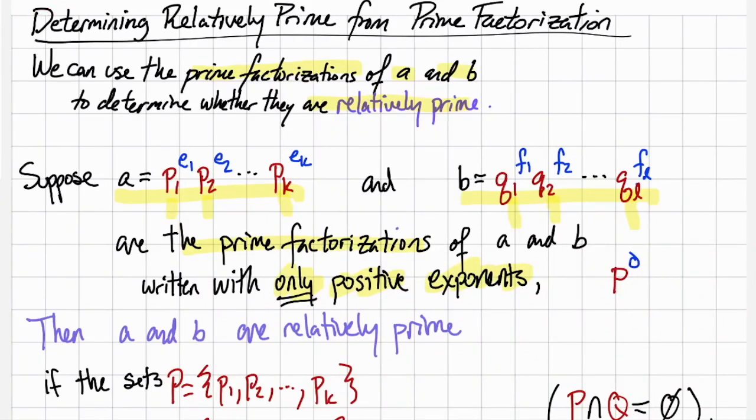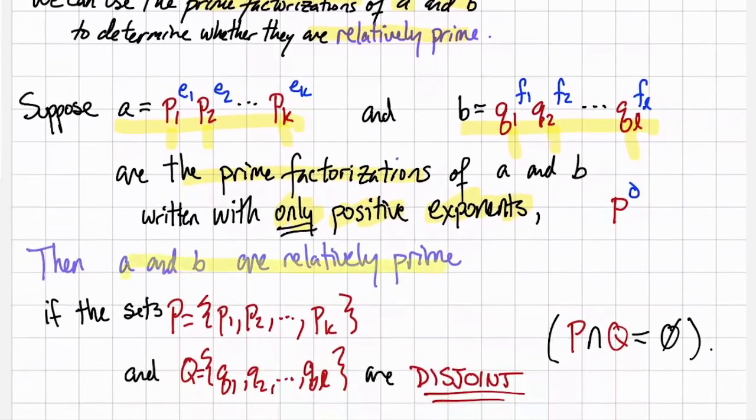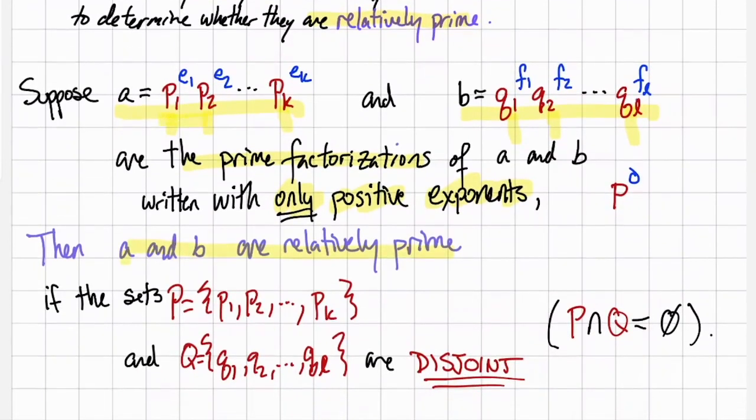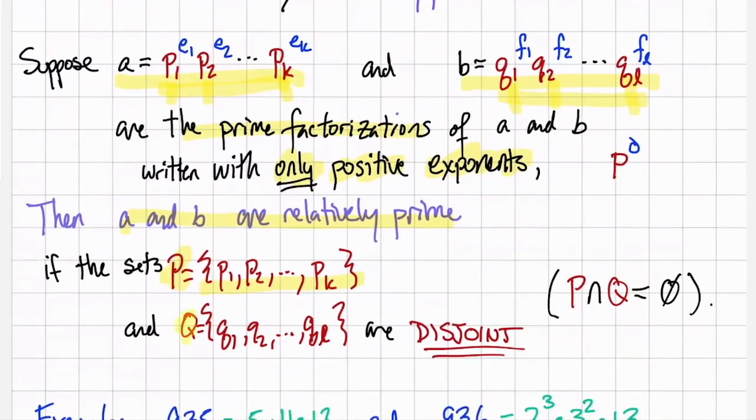Then a characterization of when a and b are relatively prime depends on what the primes are in the prime factorization of a and the prime factorization of b. If we let capital P be the set of primes in the prime factorization of a, and we let capital Q be the set of primes in the prime factorization of b, and if those two sets are disjoint, that determines that a and b are relatively prime. This goes back to one of the early definitions from our class. These sets are disjoint if the intersection is the empty set.